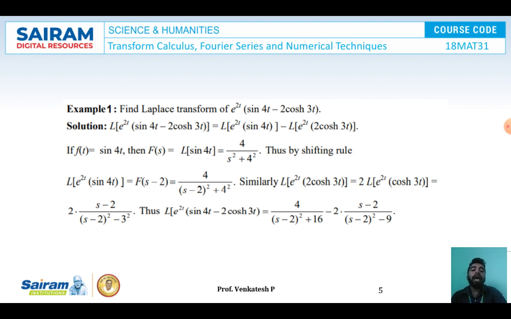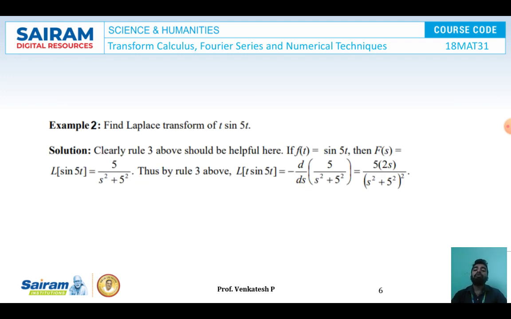So we got Laplace transform of e power 2t, 2 cos hyperbolic 3t will be equal to 2 times Laplace transform of e power 2t cos hyperbolic 3t. This will be equal to 2 into s minus 2 divided by s minus 2 whole square minus 3 square. Therefore, combining both, we got Laplace transform of e power 2t sine 4t minus 2 cos hyperbolic 3t will be equal to 4 by s minus 2 whole square plus 16 minus 2 times s minus 2 by s minus 2 whole square minus 9, which is the required solution.